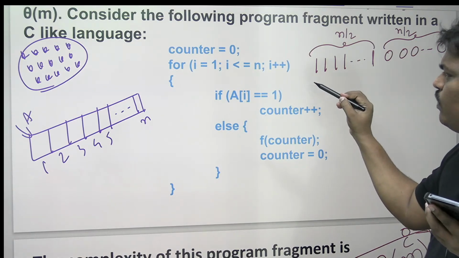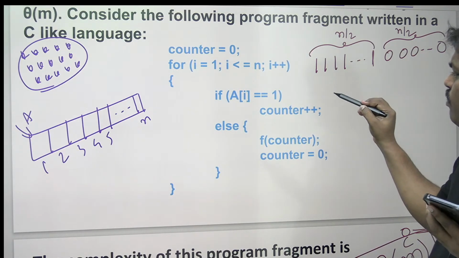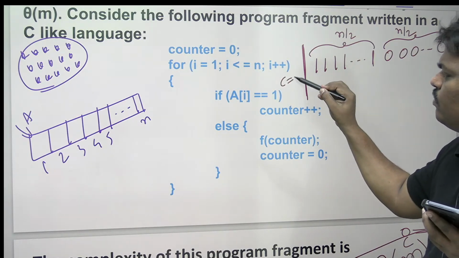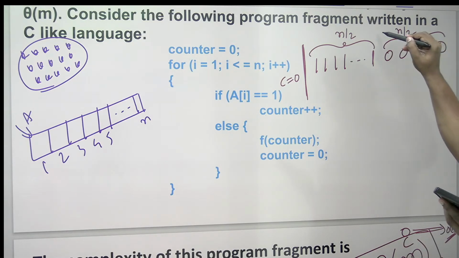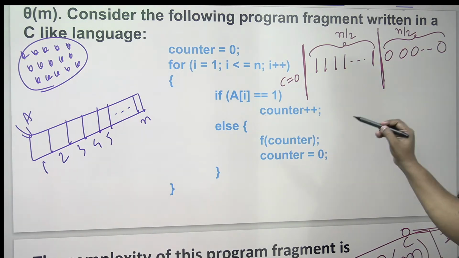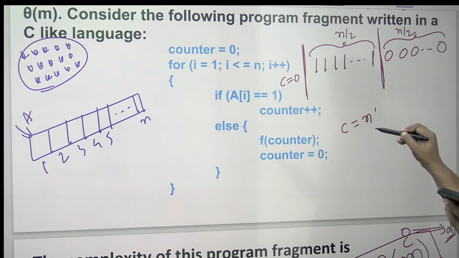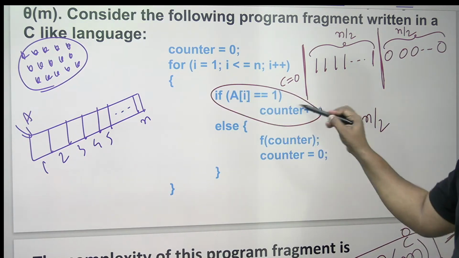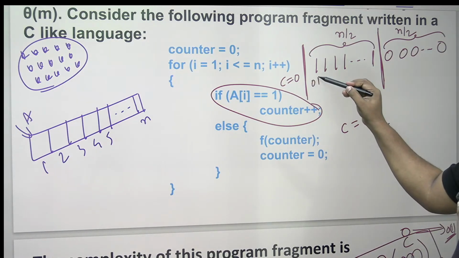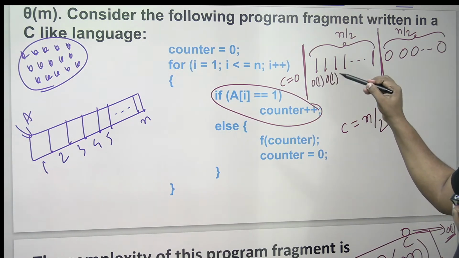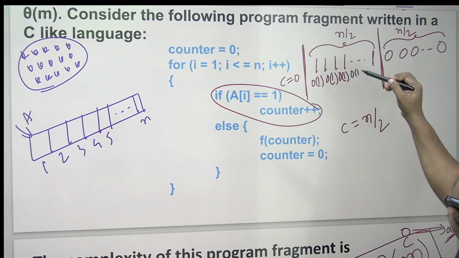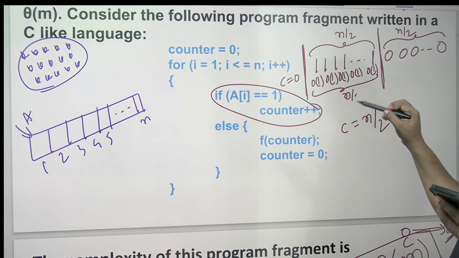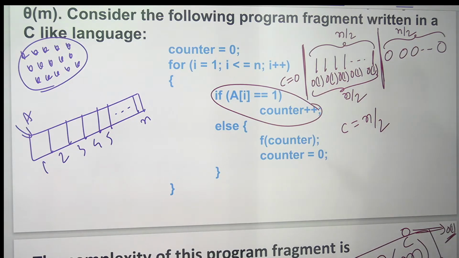Here counter, careful everyone. Before starting at this place, counter 0. At the end of this one, counter became n by 2. Everywhere this will execute, so everywhere constant time. N by 2 people, n by 2 time, it's okay.